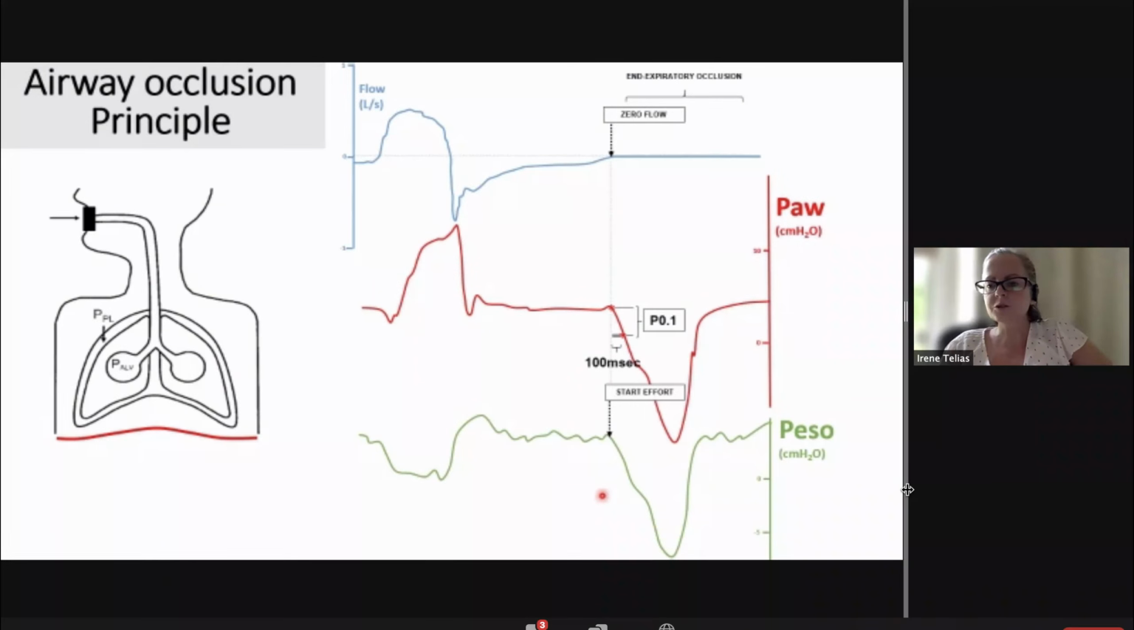So based on this, there are two parameters that we measure. One is P.1. P.1 or P0.1 is the drop in airway pressure from the beginning of the effort until 100 milliseconds afterwards. So this little drop, okay?